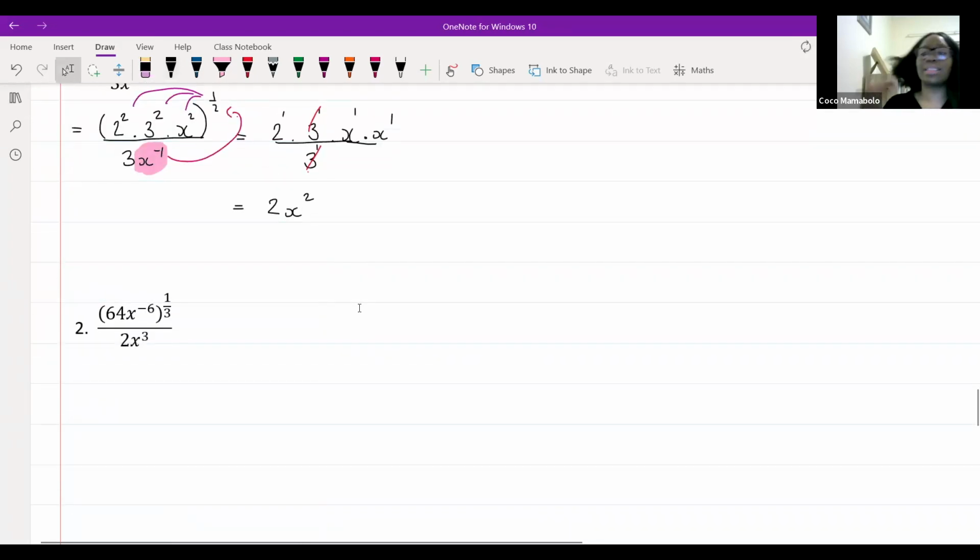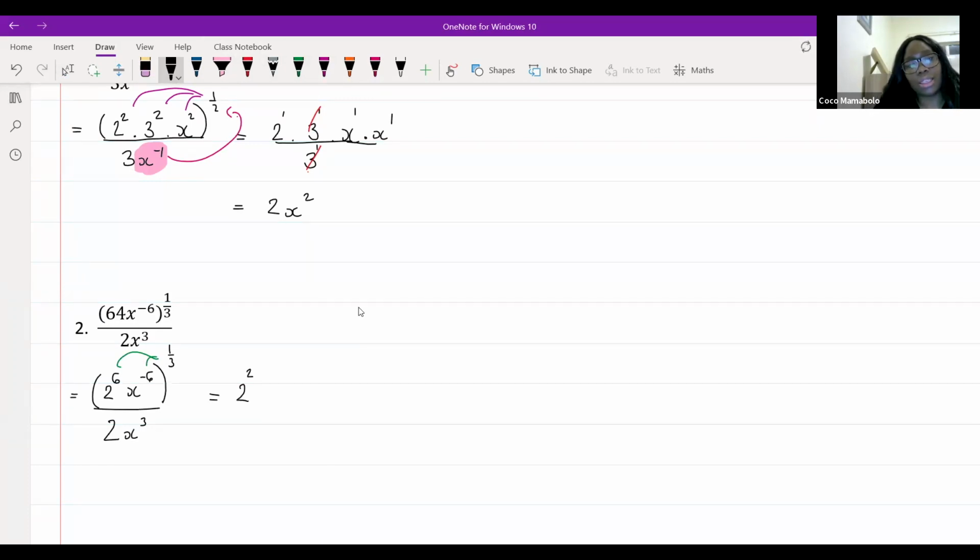Number 2, we're going to do the exact same thing, guys. I'm going to take 64 and put that into my calculator. My calculator is going to tell me that that is (2 to the power of 6, x to the power of -6) all to the power of 1 over 3, over 2x to the power of 3. Right, and then we're going to distribute. On the top, I'm going to get 2 to the power of 2 times x to the power of -2 over 2x cubed.